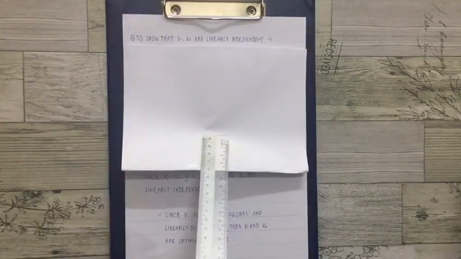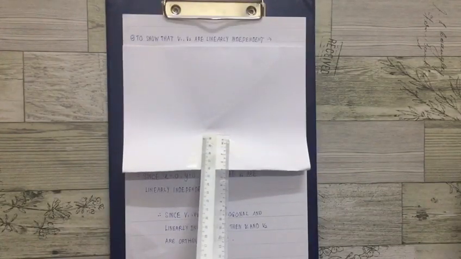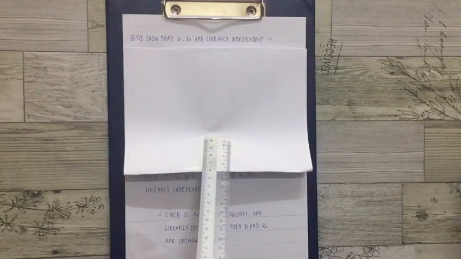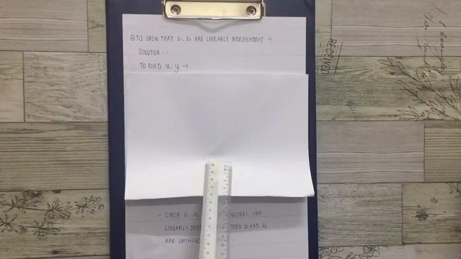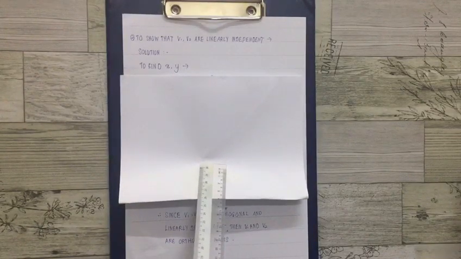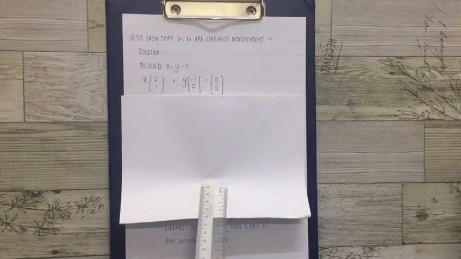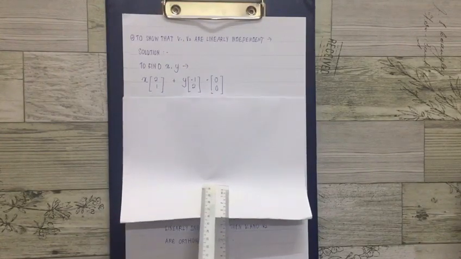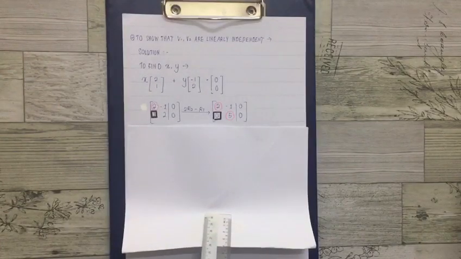For the second step, we need to show that V1, V2 are linearly independent. First, we need to find x and y. We let x and y be scalars, and we form an equation: x times V1, which is (2, 1), plus y times V2, which is (-1, 2), equals the 0 vector. Then we form an augmented matrix.